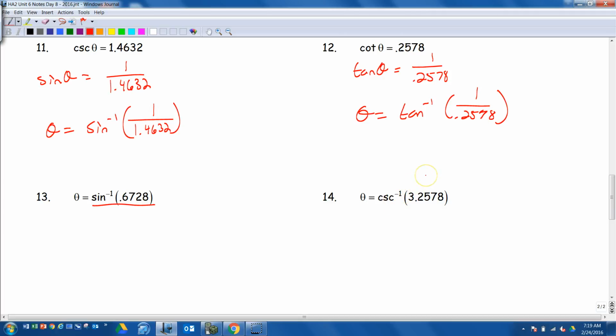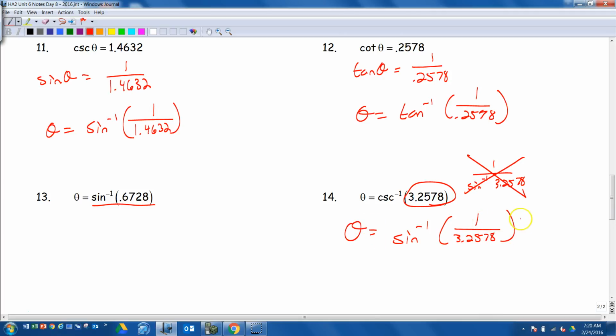This one though, here's what people do that's wrong. They see that it's cosecant, so they try to flip this whole thing and say it's 1 over sine inverse of 3.2578. That is incorrect. You want to flip the trig ratio and turn it into sine. So this will turn into sine inverse of the flip of 3.2578 equals theta. So that's how you do that.